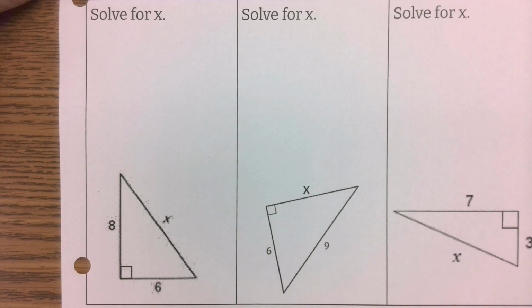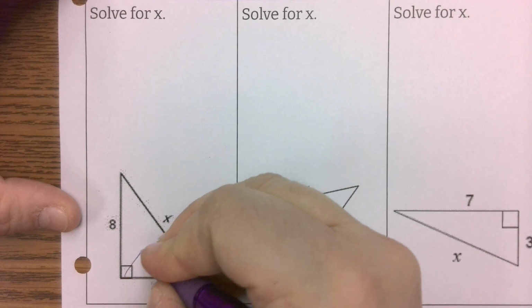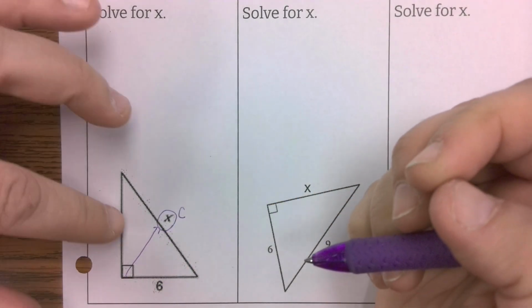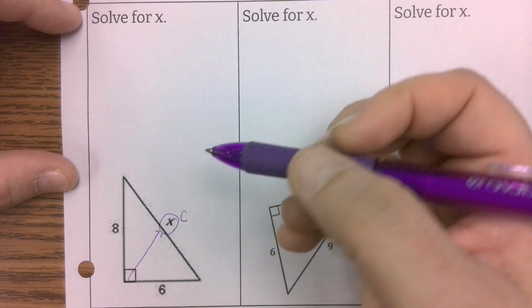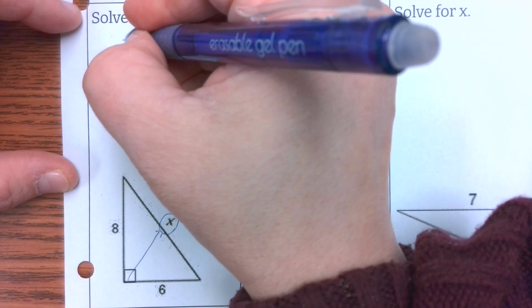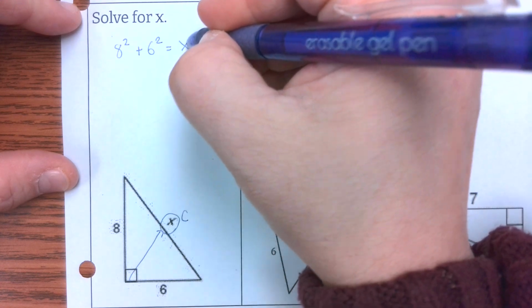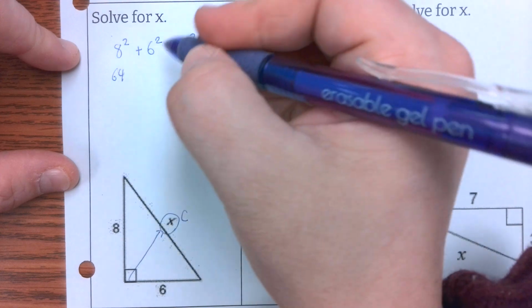Did you get x equals 10? If you did, you're right. So your first step should have been to figure out that, oh, this time x is going to be my c. My hypotenuse is x. So then I use my other two legs, and I do 8 squared plus 6 squared is equal to x squared. 8 squared simplifies to 64.